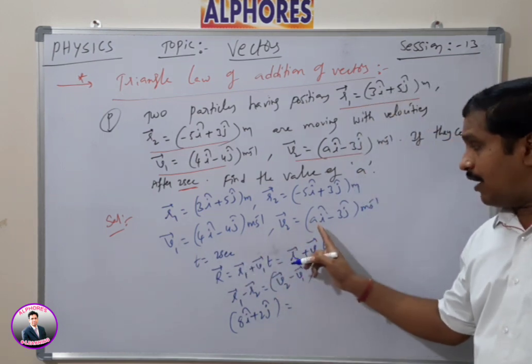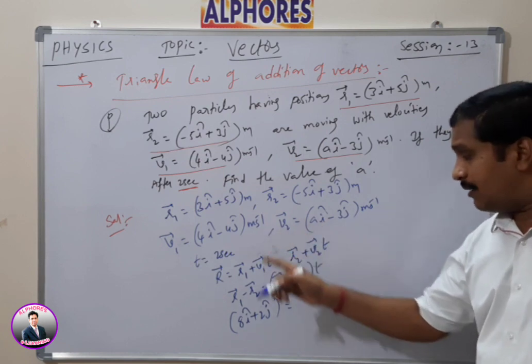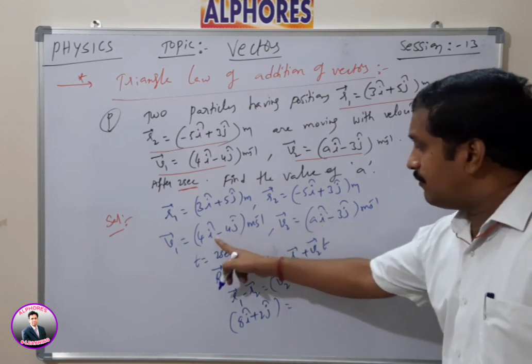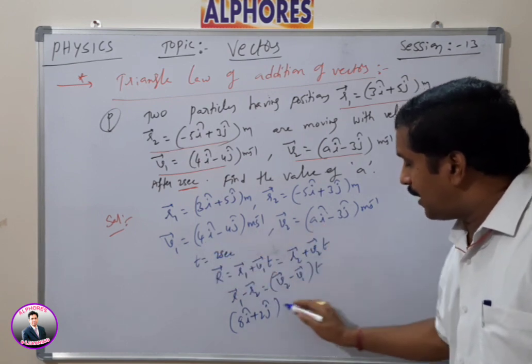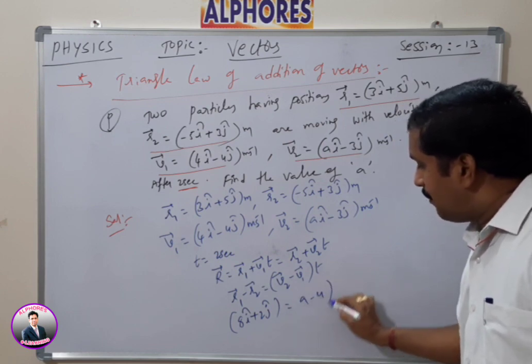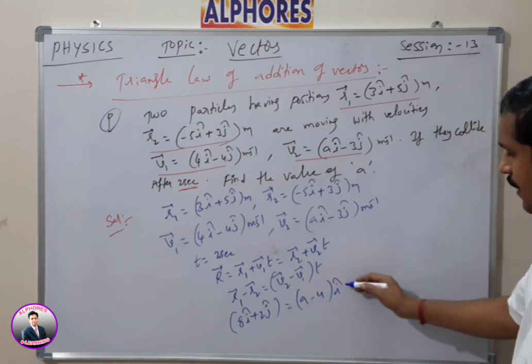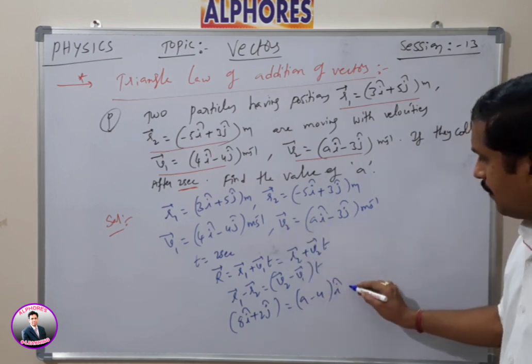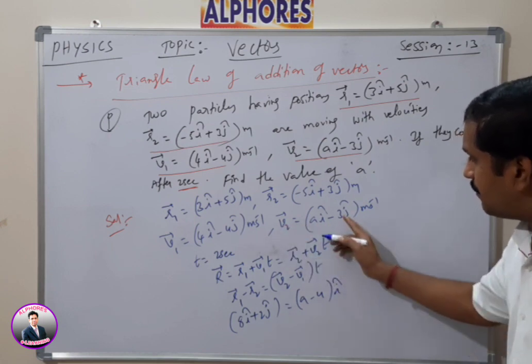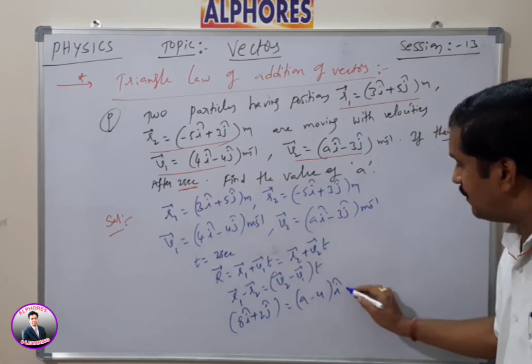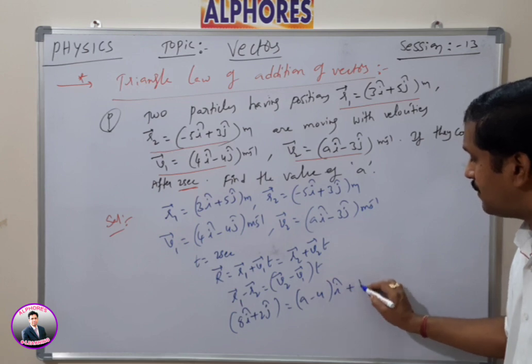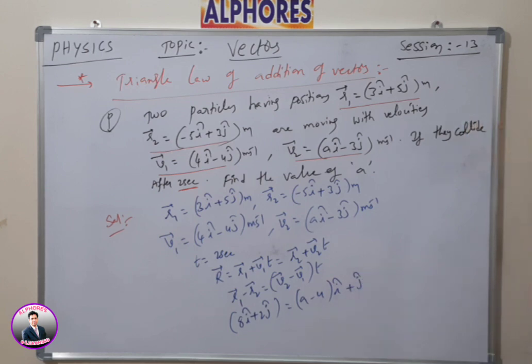Not V1 minus V2. We have to find the value of V2 minus V1. Please tell me how much it is. V2 minus V1 means a i cap minus 4i cap, that means a minus 4 into i cap. After that, again minus 3j cap minus or minus plus, how much is it? Plus j cap. Is it correct or not?